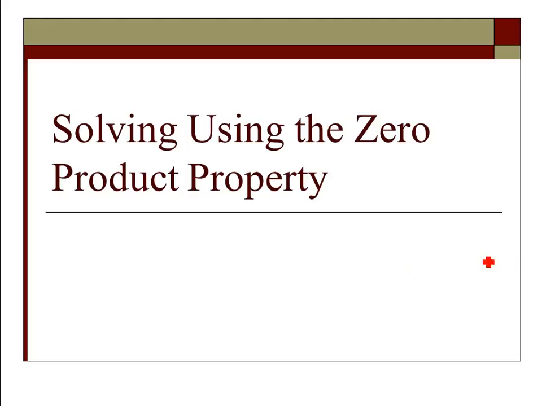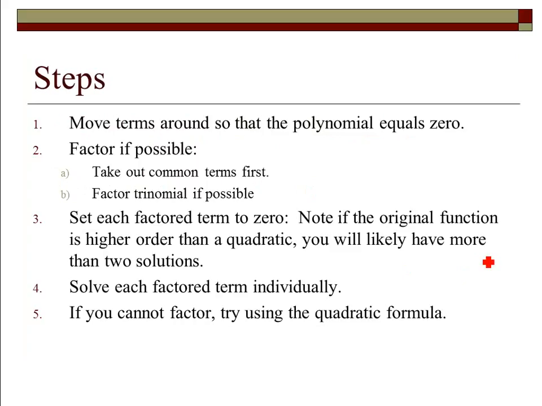Another review topic we have is using the zero product property to solve equations, and this usually involves factoring. So the idea is we have equations and we need to be able to get the equation set equal to zero so we could use the zero product property. So here are basically your steps.